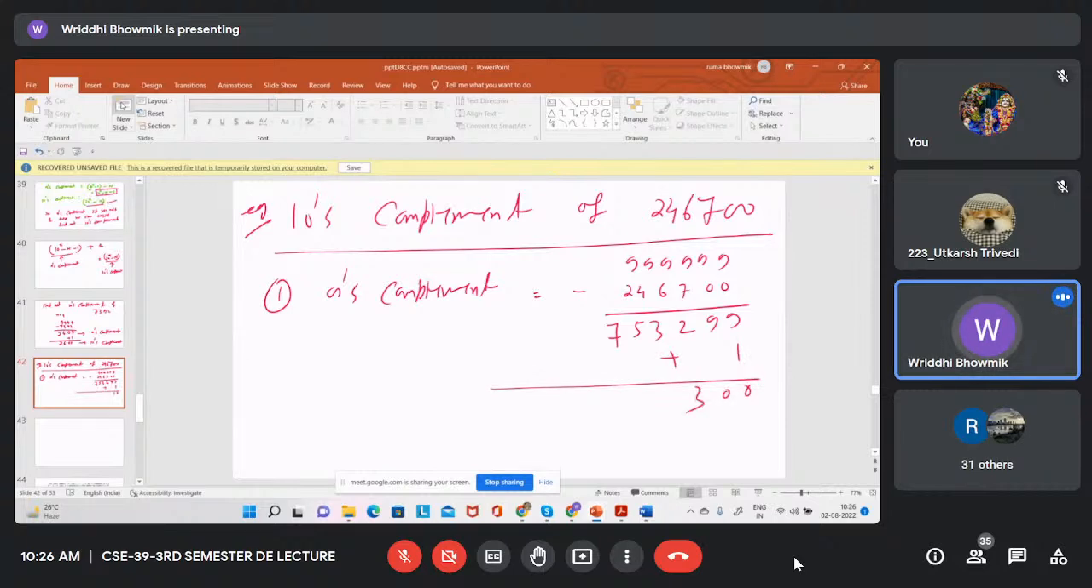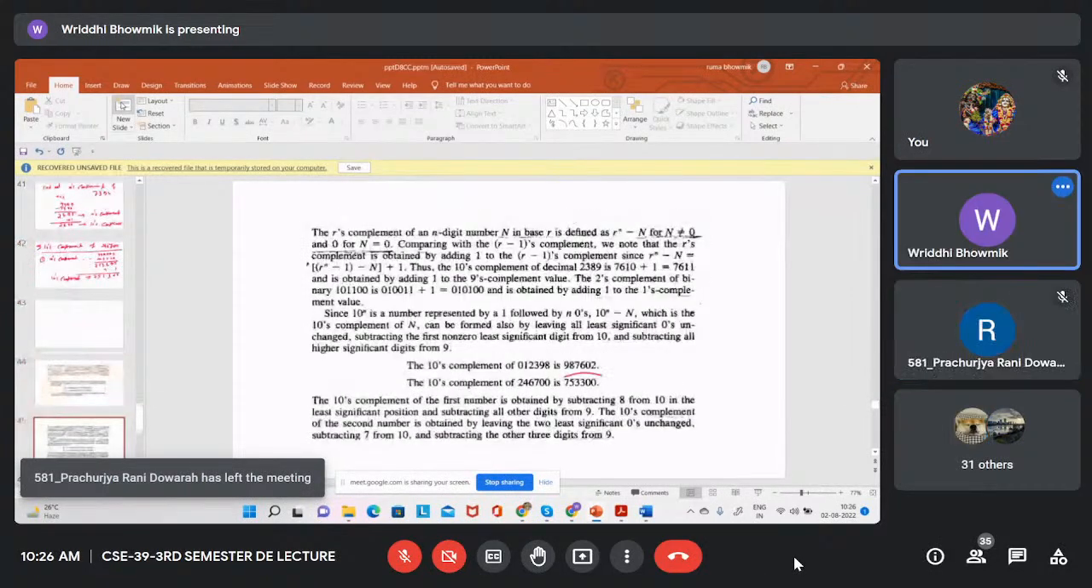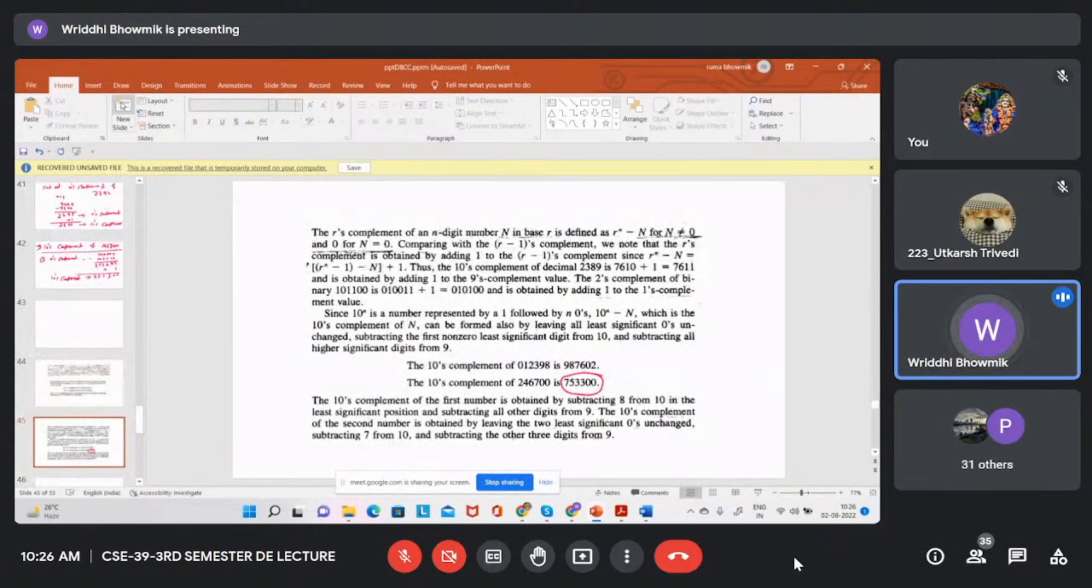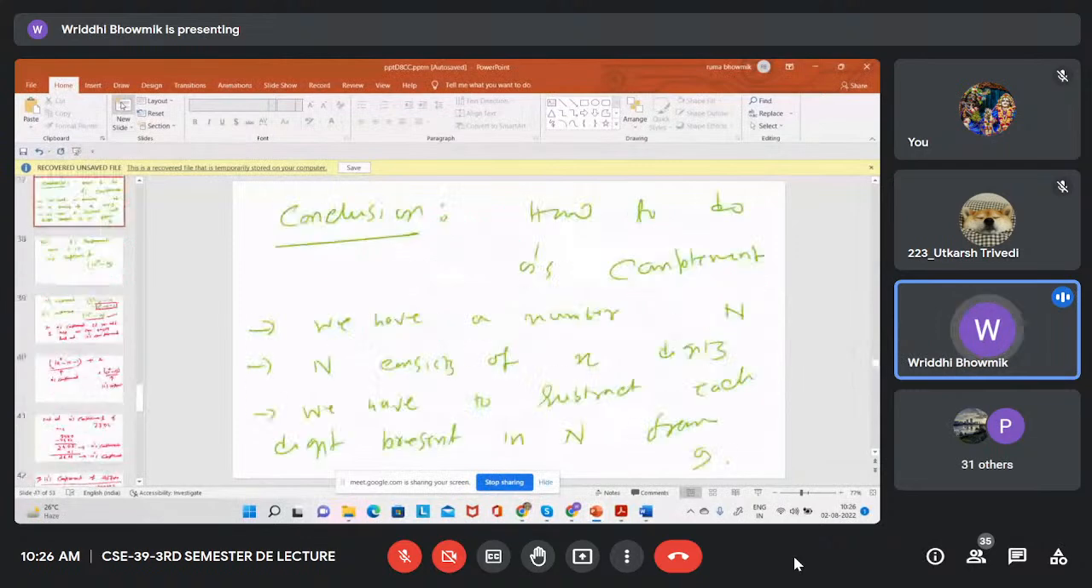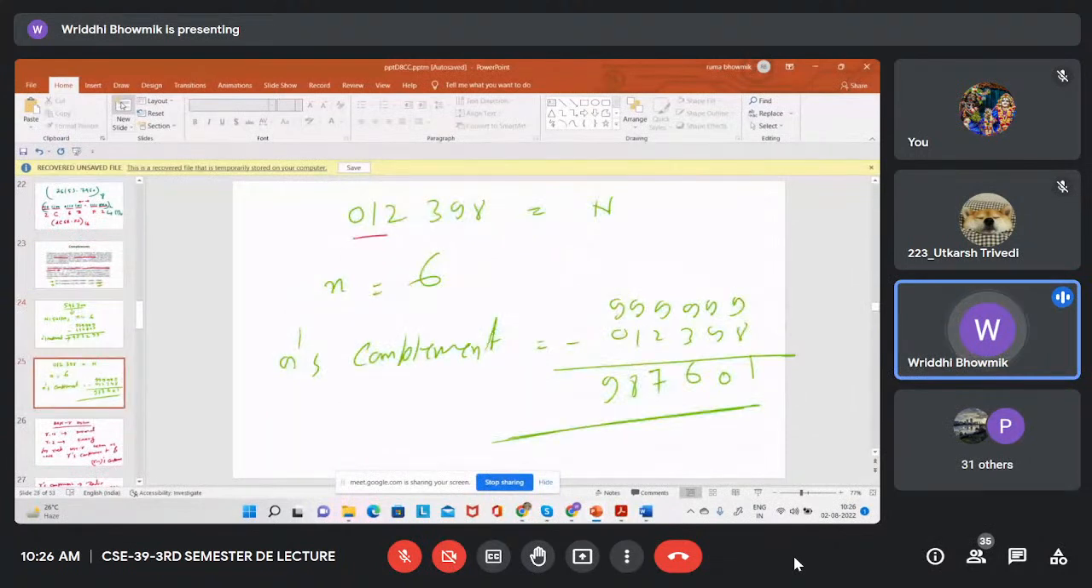You have 753300. This is the tens complement. Okay, 753300. See, 753300. Same thing happened with this case. Yes, in this case, you have the 9's complement 206788. You just add 1, so you have 206789. So this will be the 10's complement.